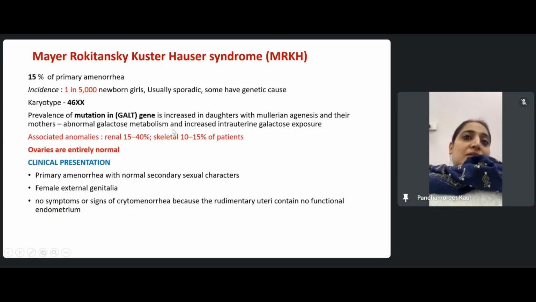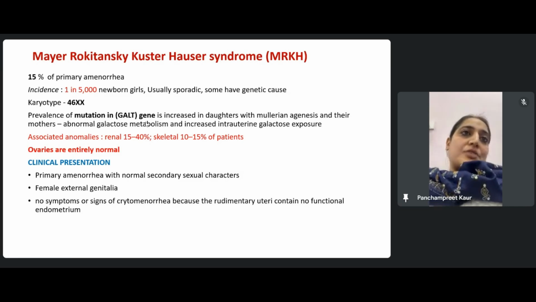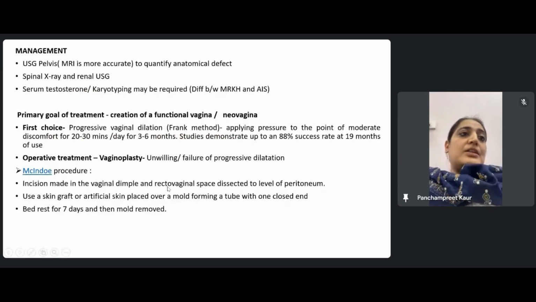If I go into the details, we should know why it happens. It is because of a mutation in the gene, and the AMH hormone is not acting. So it is actually anti-Mullerian hormone which is causing these issues. The clinical presentation, as discussed, can be with normal secondary sexual characters and female external genitalia. The ovaries are entirely normal in this case.